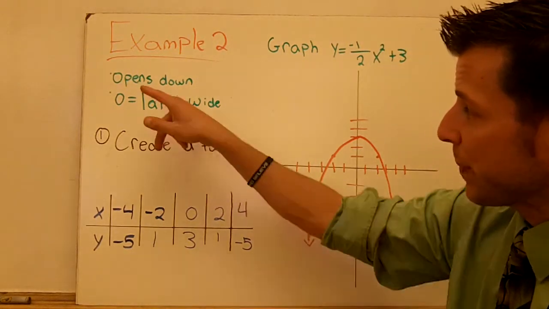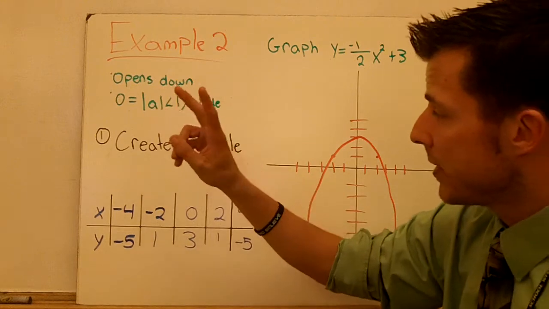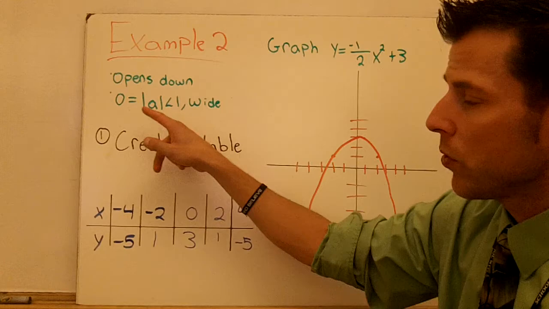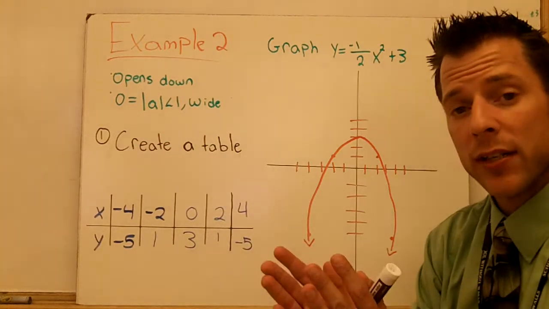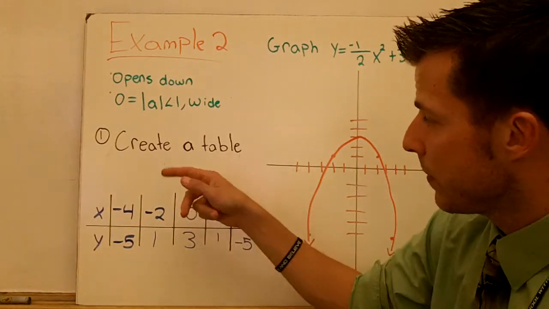So there's two things. The function is going to open down because a is negative. And step number 2, the absolute value of the a value is between 0 and 1. So this graph is going to be wider than the parent function y equals x squared. So we're going to create the table.